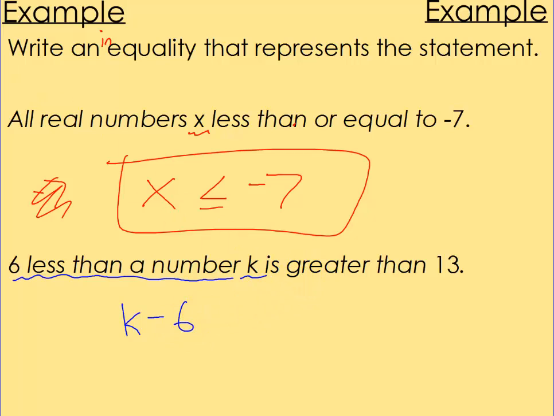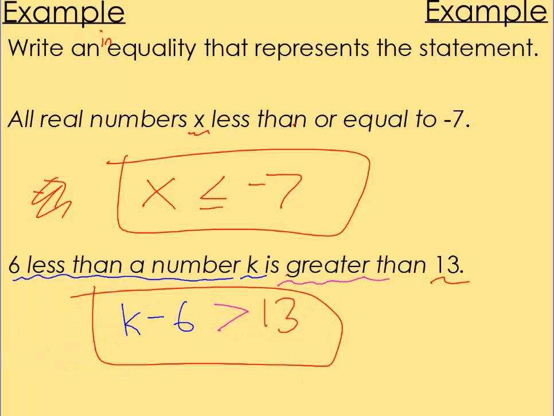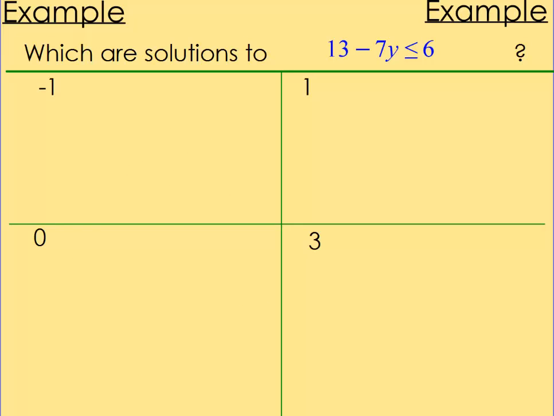And the next part says is greater than. So greater than is that symbol, and then is greater than 13, I'm going to put 13. So 6 less than a number k is greater than 13, and this is my statement. Next one. Pause the video.